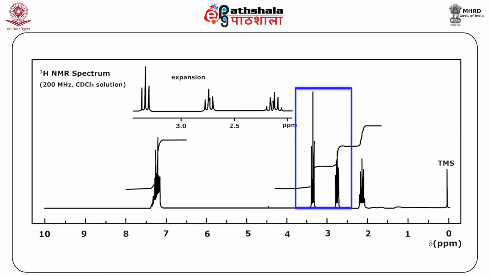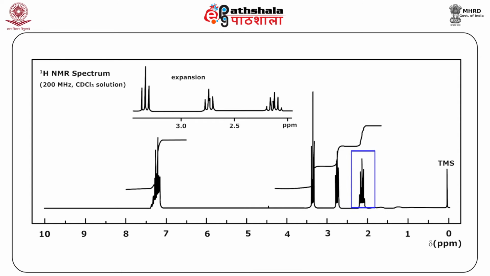The triplets at 3.3 ppm and 2.8 ppm, each for 2 protons, indicate the presence of a CH2 and a CH2 group linked to each other, each splitting the other into a triplet. The peak at 3.3 ppm is relatively downfield, thus this CH2 group must be attached to an electron-withdrawing bromine atom. Thus, the group we calculate should be CH2, CH2 and Br.